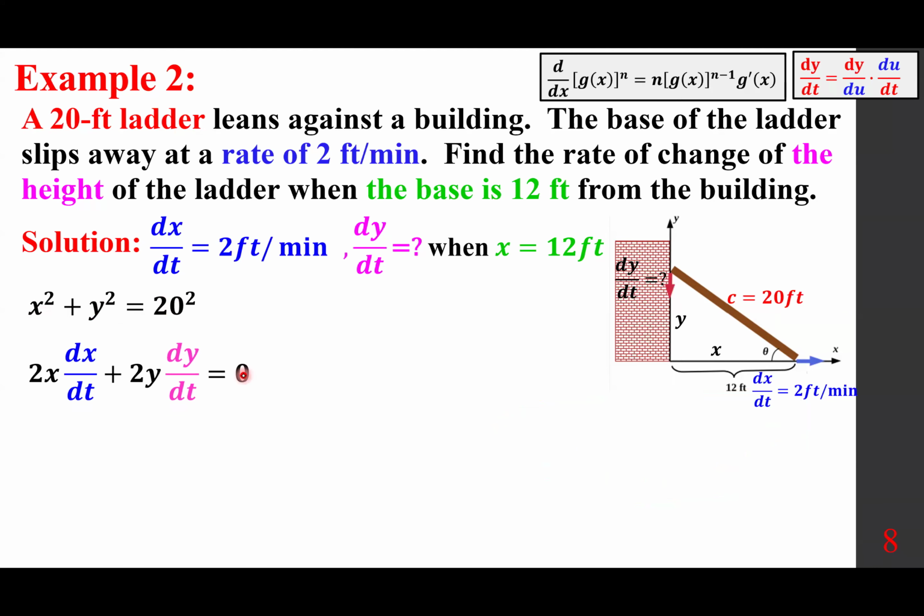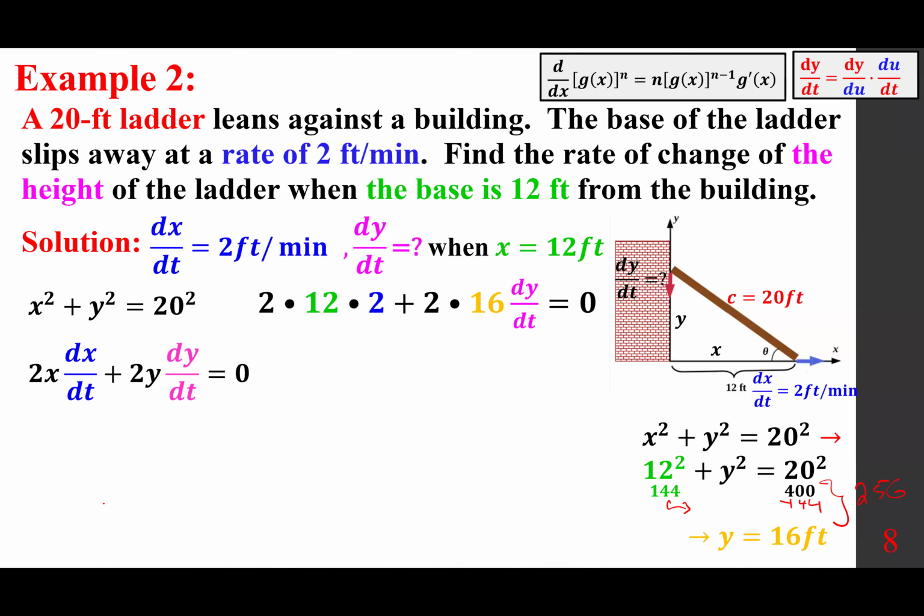Now notice we have everything except, at x equals 12, when x is precisely 12, we don't know what y is, so we have to plug it into this one to find the value of y. This is 144, this is 400. We are going to move the 144 and subtract it from 400, 256. Square root it, and y becomes 16 feet. Now we have everything. Let's plug in.